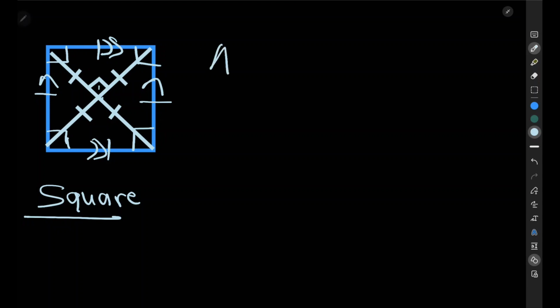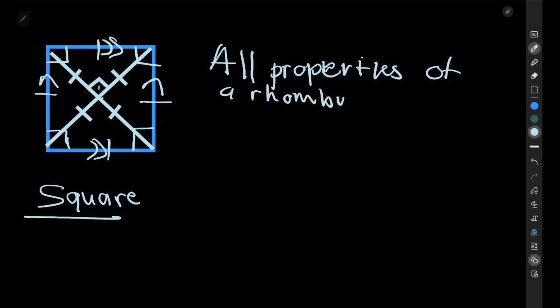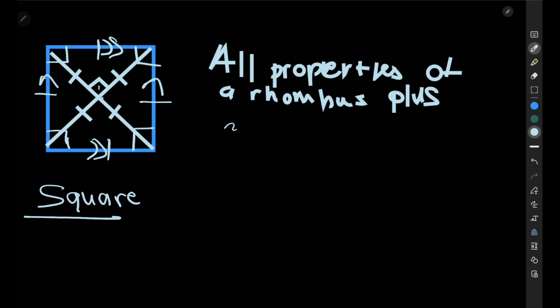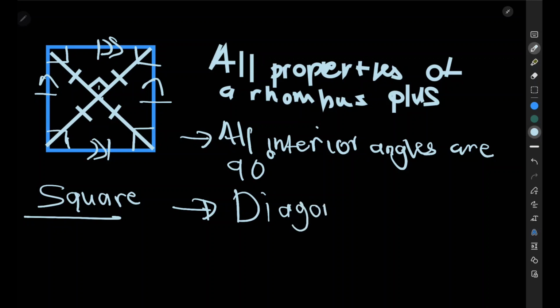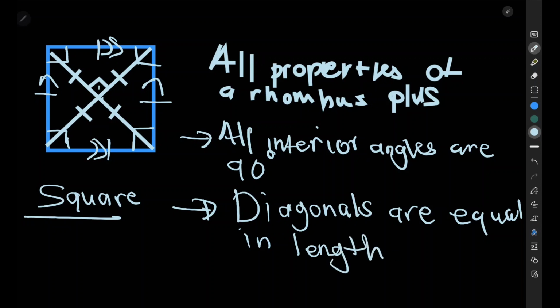So a square, they say that it has all properties of a rhombus plus all interior angles are 90 degrees, as well as the last property that it has, that diagonals are equal in length. So all the diagonals are equal in length.